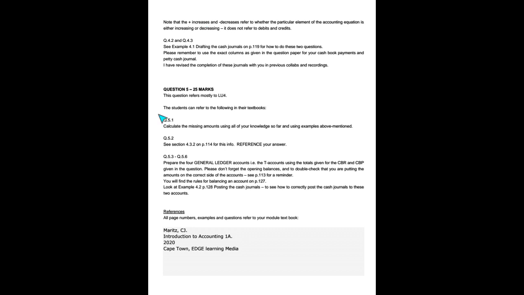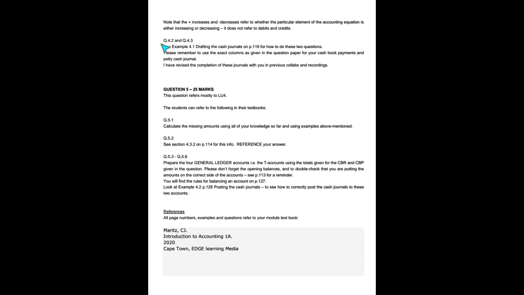So question 4.2 is the one where they want you to enter the transactions into the cash book payments. In question 4.1, you have to analyze four receipts under the accounting equation. So that's going back to what we did earlier in the semester.